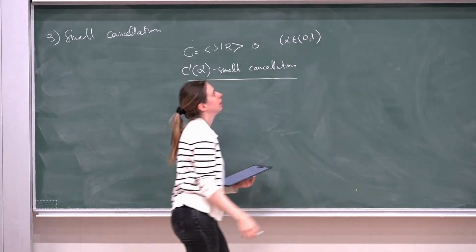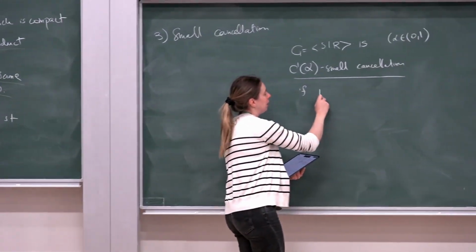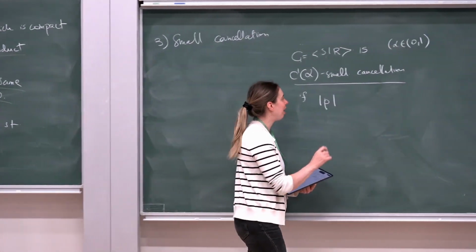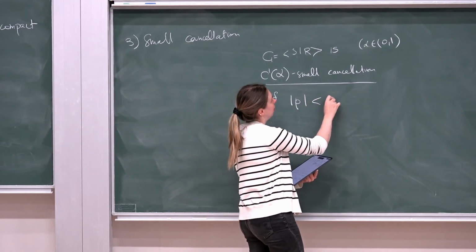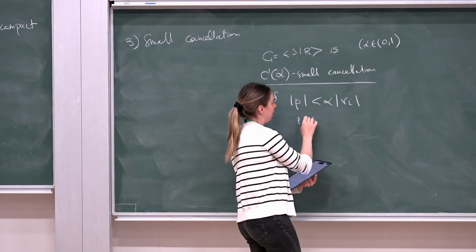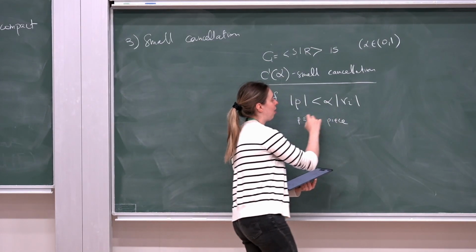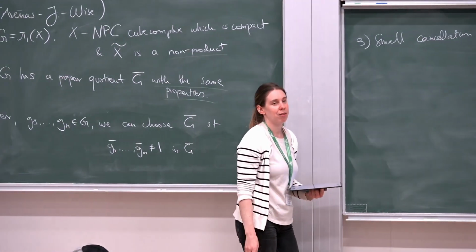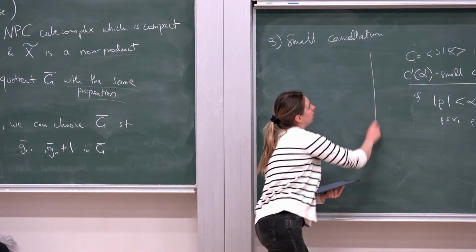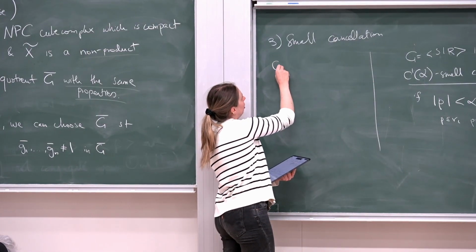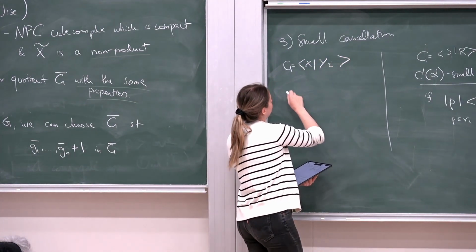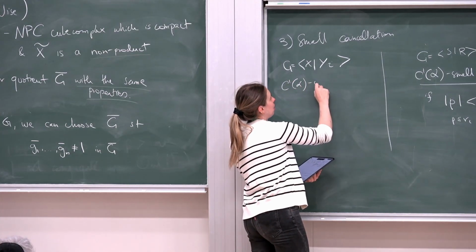between 0 and 1. And this condition tells us that any piece has length at most alpha times the length of the whole relator, where P is a piece contained in Ri in the relator. So it's a subpath of the boundary path of Ri. And similarly here, we're going to say that this is C prime alpha small cancellation.